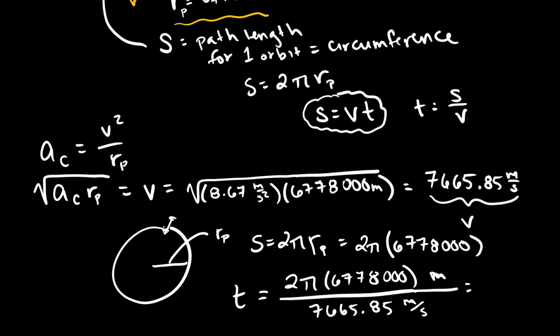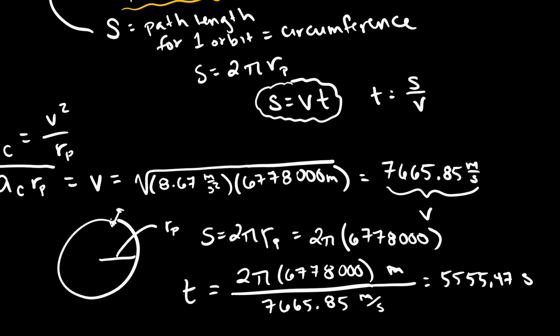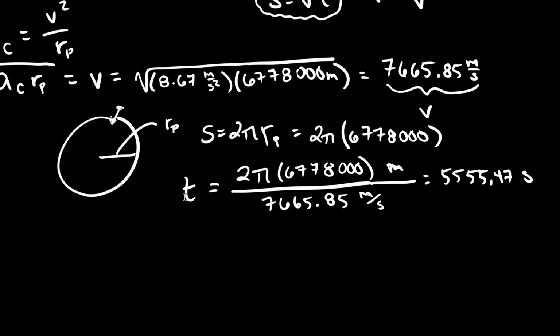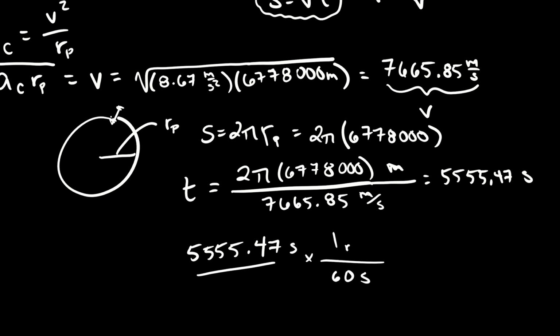What we end up getting is 5555.47 seconds. But the problem asks for our answer in minutes, and minutes will make more sense because I don't have a good idea of what 5,555 seconds is off the top of my head. I need to do some quick math. We have 60 seconds in 1 minute. Seconds cancel, we're ending in minutes, and we end up with about 93 minutes.